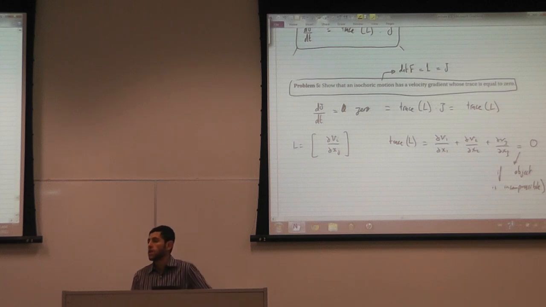We see this equation a lot in fluid mechanics. When you're looking at any fluid that's incompressible, you always see this equation that says partial v1 by partial x1 plus partial v2 by partial x2 plus partial v3 by partial x3 of the fluid is equal to 0.